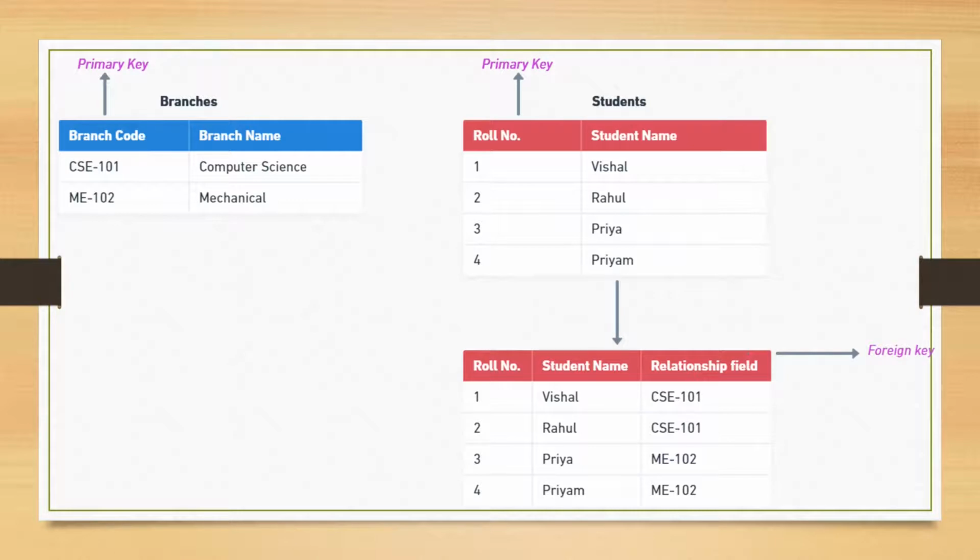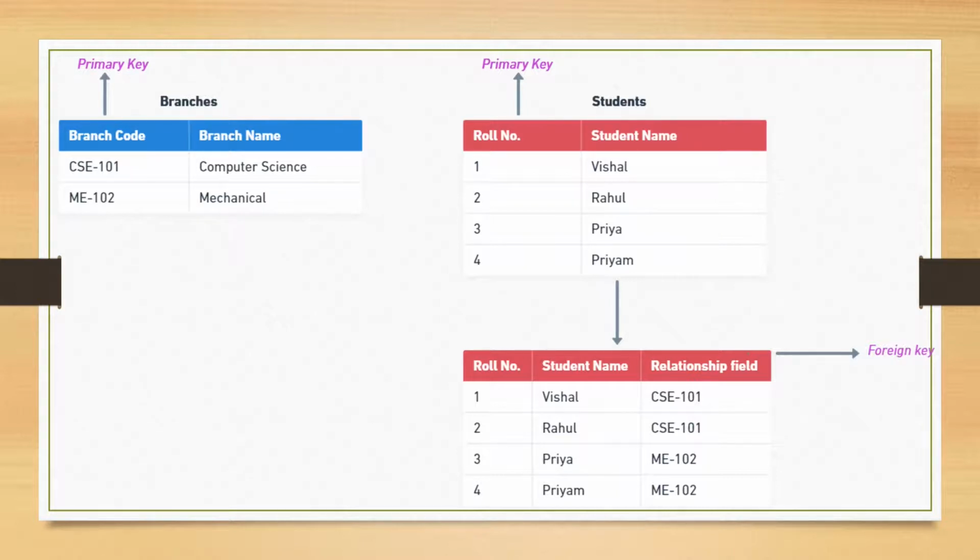So in order to implement that relationship, in order to connect them, I need to create a foreign key. Now, what is a foreign key? A foreign key acts as the primary key of another object. If you see, the values I am putting here in the foreign key are the primary key in the branches object. So now if I see the table down below, Vishal has a relationship field that is a foreign key, CSE 101, which is the primary key of branch.